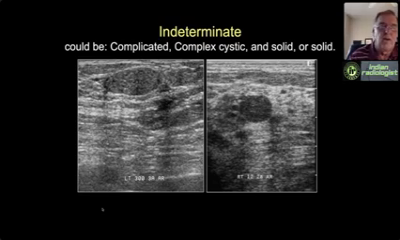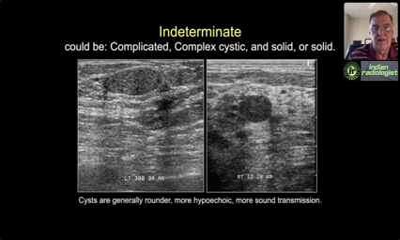In general, fibroadenomas are going to be slightly more echogenic, oval-shaped and parallel, and complicated cysts with echogenic fluid are going to be rounder, more hypoechoic, and have enhanced through transmission. But, in any individual case, it can be impossible to tell whether something's a complicated cyst or a solid nodule.